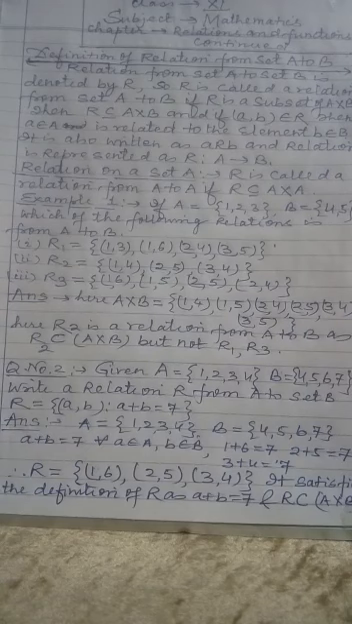Question number 2: given A equals {1, 2, 3, 4}, B equals {4, 5, 6, 7}. Write a relation R from set A to set B such that R is defined as the collection of all those ordered pairs (a, b) such that a belongs to A and b belongs to B, and a plus b must be equal to 7. So when you have to find a relation from set A to set B, you will be given the definition of R. So here R is collecting all those ordered pairs (a, b) such that their sum must be 7.